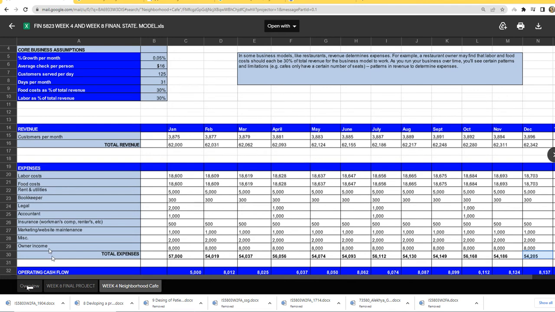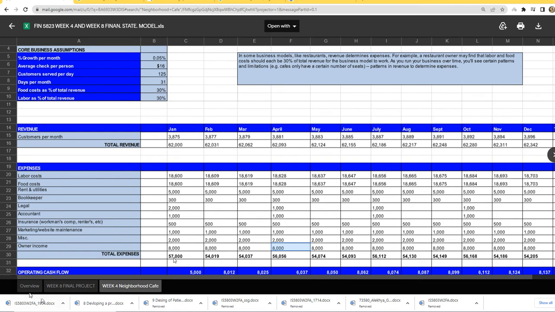One more term here, owner income. You can see that every month the owner is consistently gaining 8,000 as income from the operations. So this is also a very good value over a period of time. For 12 months, the owner was able to generate $96,000 as his or her income.